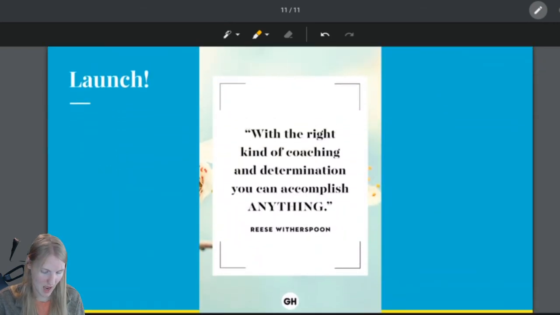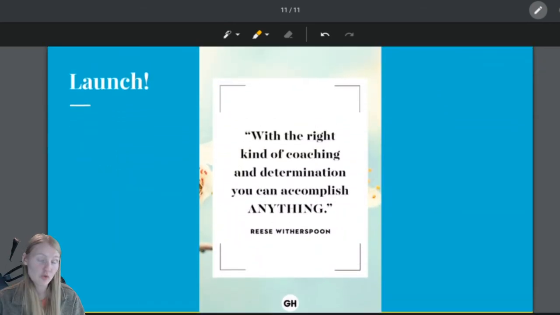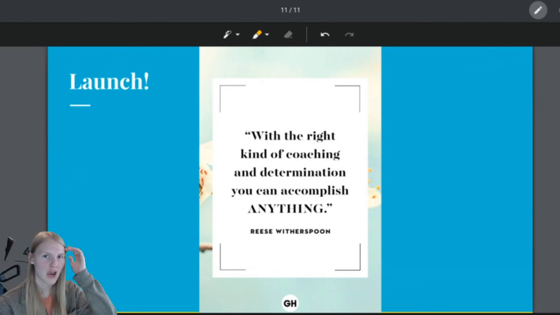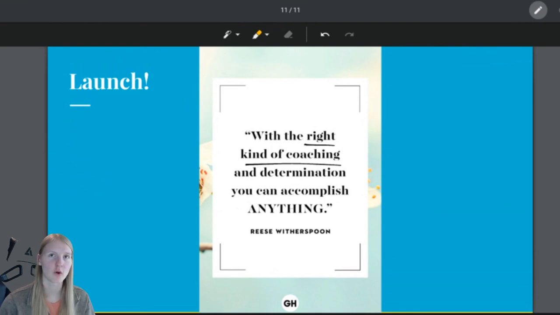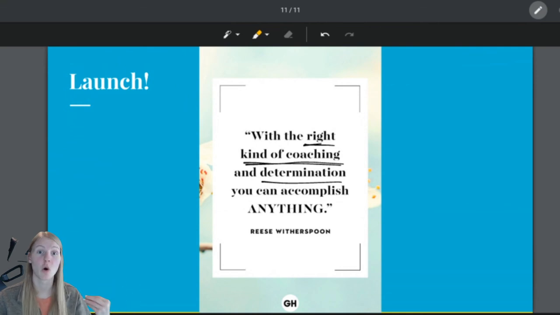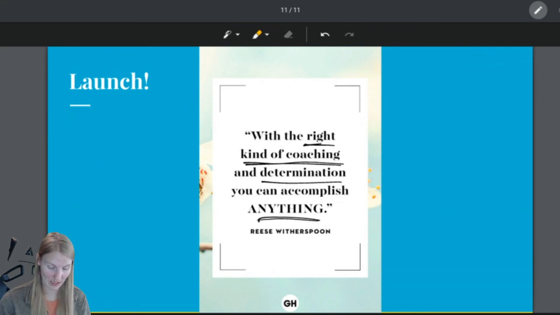Okay. And your launch for today comes from Reese Witherspoon. With the right kind of coaching and determination, you can accomplish anything. This sounds cheesy, and it sounds like, oh yeah, I can accomplish anything, I can do whatever. I know that it might look like that, but the older I get, the more I realize, with the right kind of coaching, if you have the right people on your team, and you have the determination to want to do something, and you have the people that know how to help you, you really can do anything.